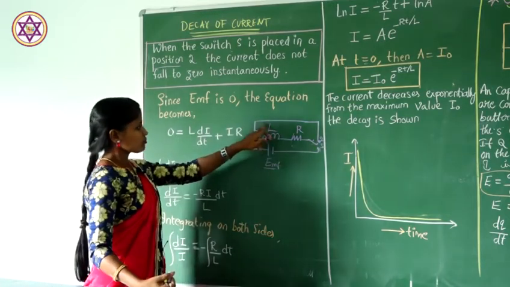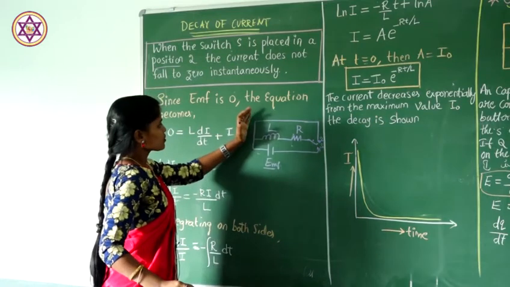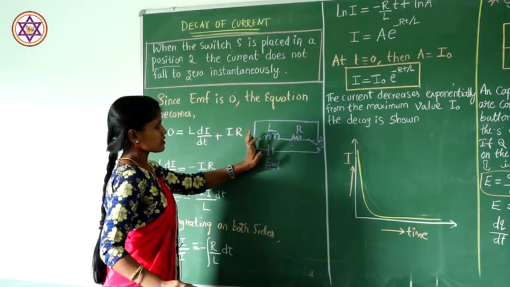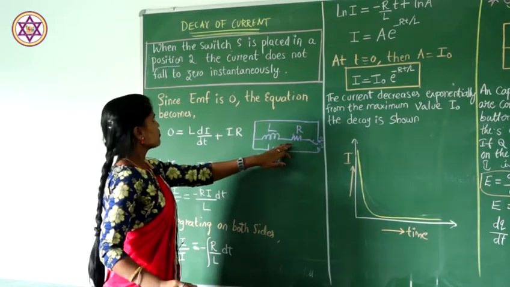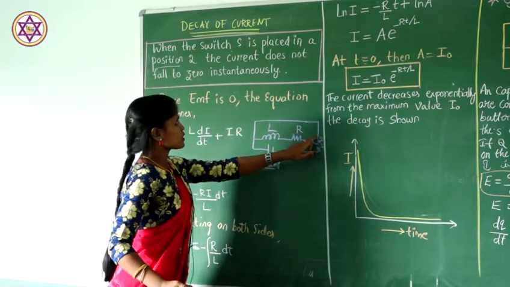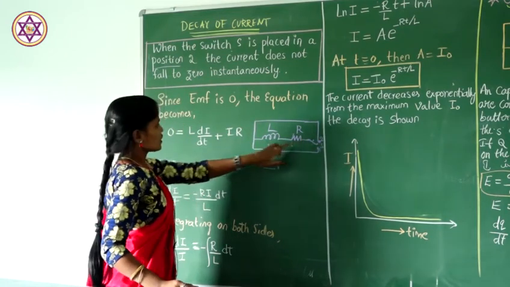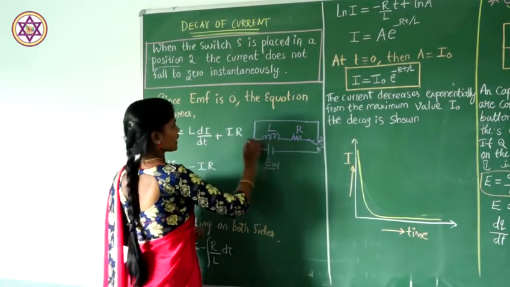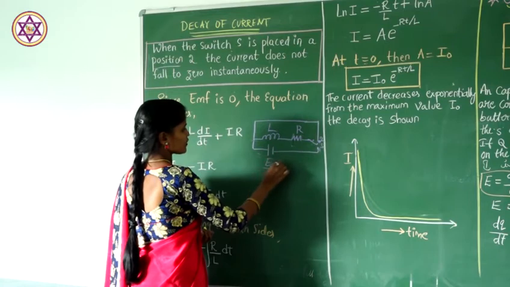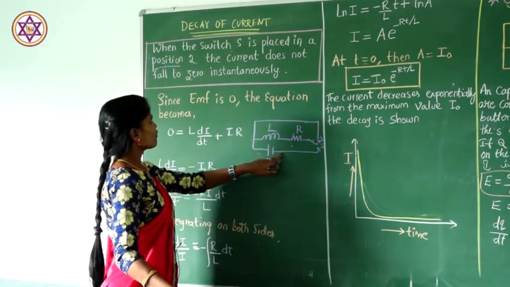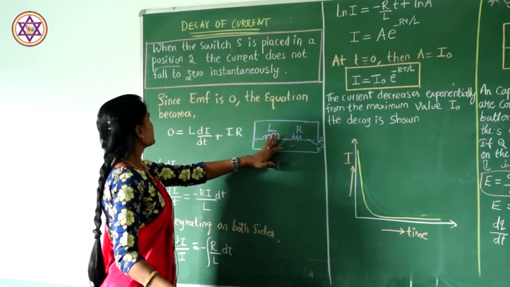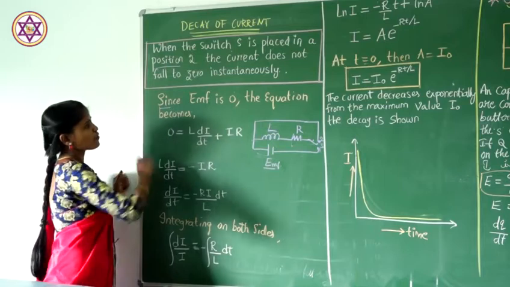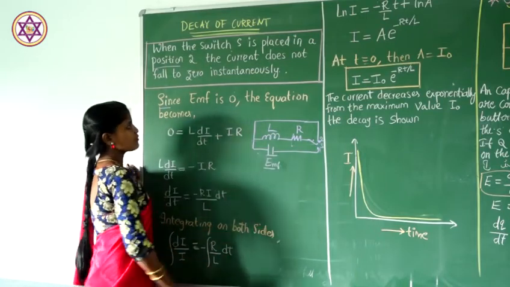So, observe the circuit diagram. Here the inductor and resistor are connected in series. When the switch S is placed in position 2, the current does not fall to 0 instantaneously. The EMF, the electromotive force, does no work here.